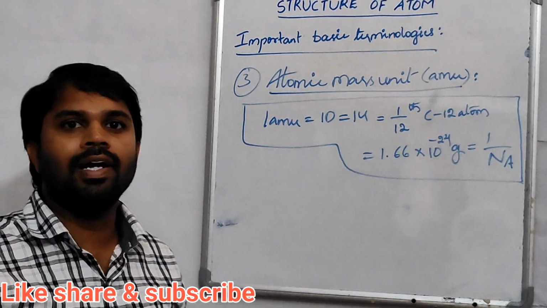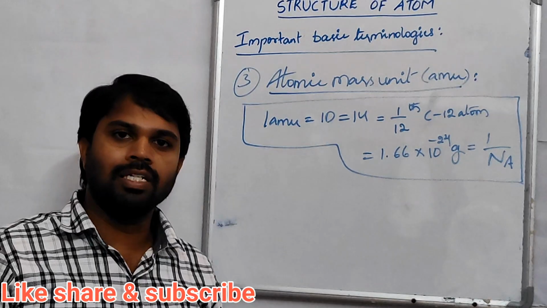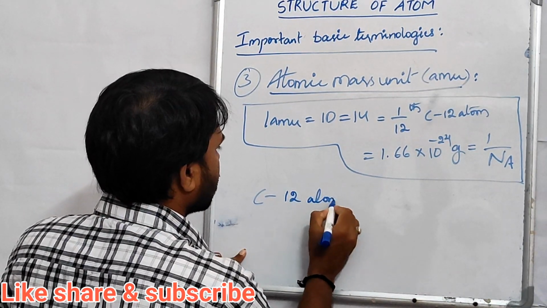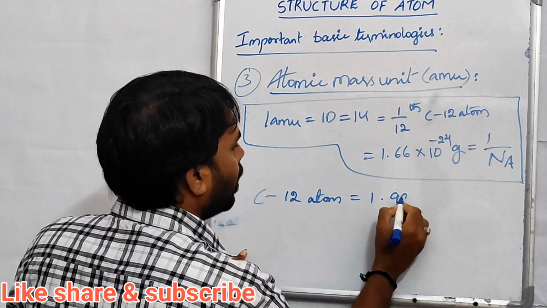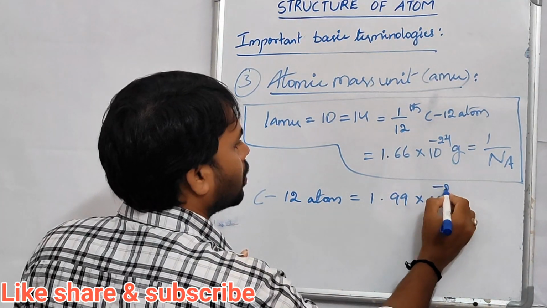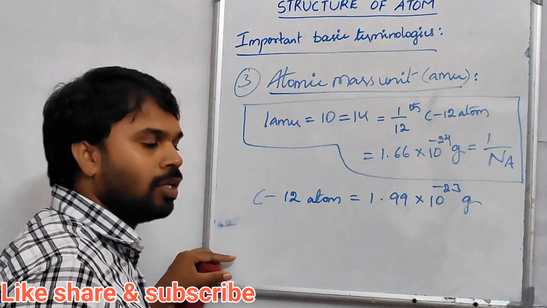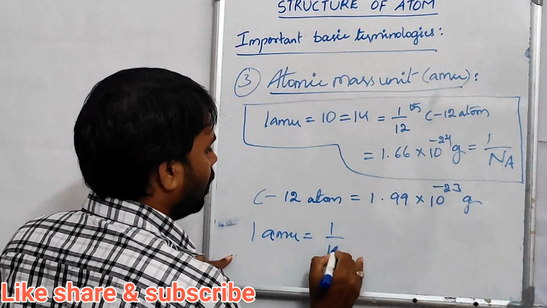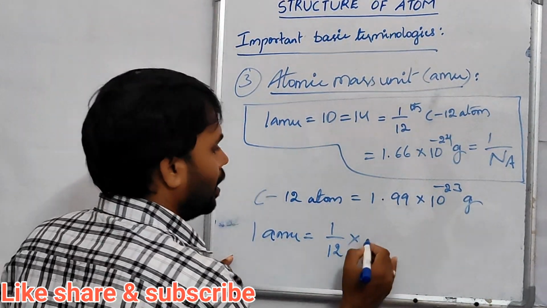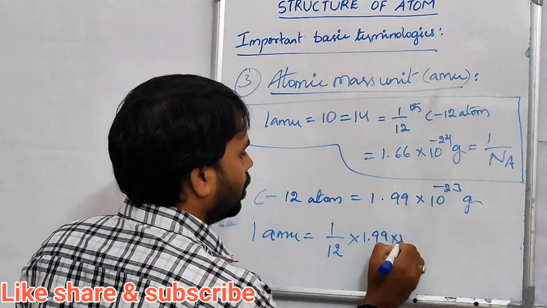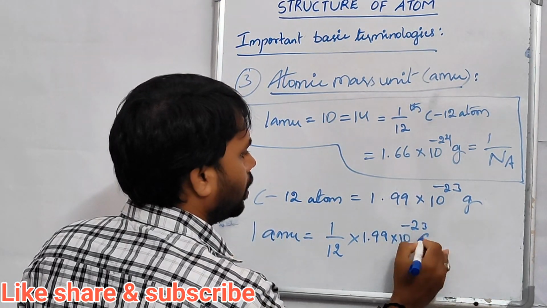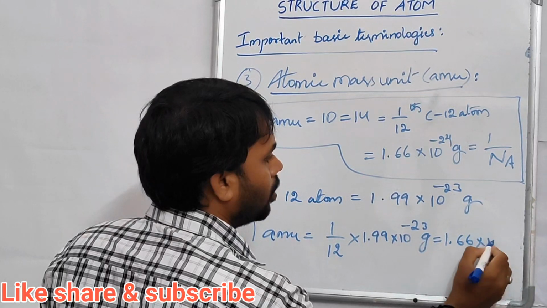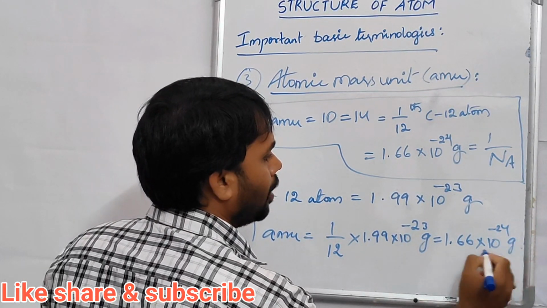The mass of a carbon-12 atom is calculated from mass spectroscopy. That is 1.99 × 10^-23 grams. We know that 1 AMU is equal to 1/12th of a carbon-12 atom. That is 1.99 × 10^-23 grams divided by 12, which equals 1.66 × 10^-24 grams.